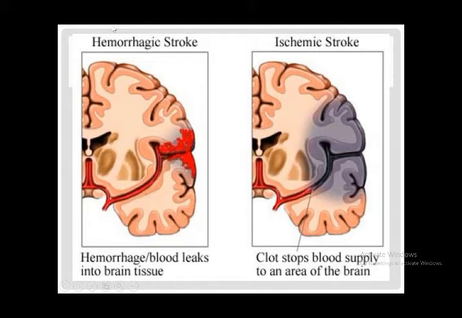This is again a pathological picture showing you the difference between hemorrhagic and ischemic stroke. As you can see here, the occlusion of a vessel in the territory of the middle cerebral artery with a clot or thrombus leads to necrosis of the area that it supplies, resulting in ischemic infarction. While here, a rupture of the vessel can lead to hemorrhage into brain tissue.